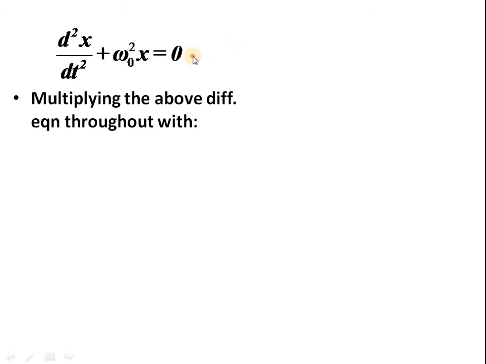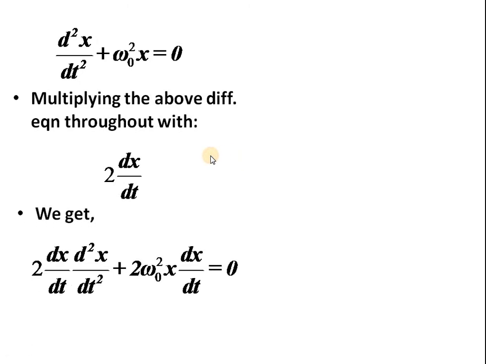Okay, so what we have to do is multiply each and every term with 2 dx/dt. What happens? We get an expression like this: 2 (dx/dt) d²x/dt² already there, and again 2 (dx/dt) omega 0 square x. So every term is multiplied with 2 dx/dt.